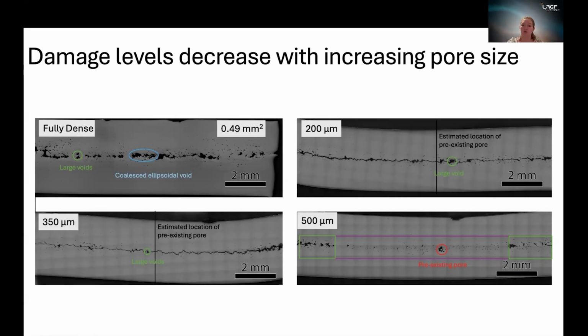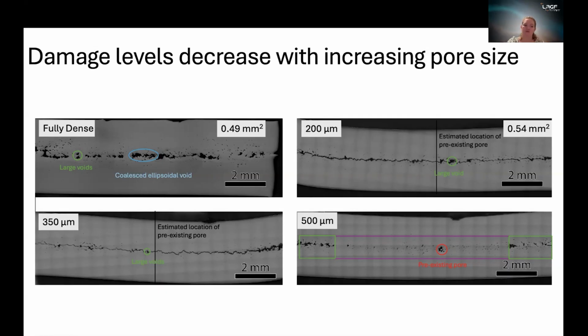So now we'll move on to the 200 micron sample, which is the top right. You can see the estimated location of the pre-existing pore is the black line right in the middle, but the pore has been fully collapsed for this configuration. And again, we see this large void circled in green, but we see a lot of void coalescence across the entire sample. So there's a lot less void growth, more of a move to void coalescence. Additionally, there's a little bit more damage overall, 0.54 millimeters squared across the entire sample. So we see some change in what that damage looks like for the 200 micron pore, but we still see about the same amount of damage.